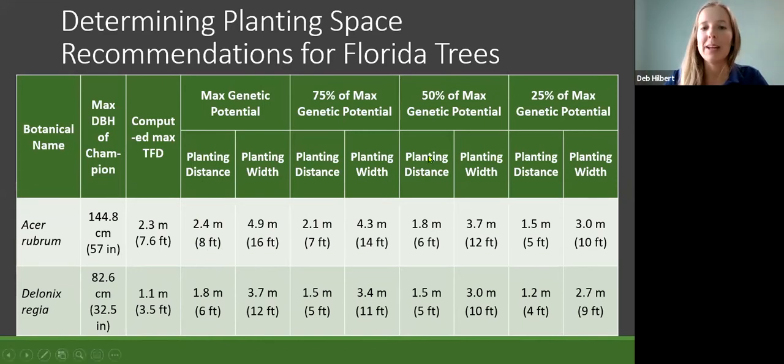Maybe it won't. So maybe it's more likely it's going to get to be like 70% of that size or only 50% of the size. So we went ahead and gave you some other options. And this is kind of to help practitioners think through like, okay, well, we don't normally see red maples get to be this large, but we do get to see them being maybe like 75% of that size. So then you get slightly different recommendations for these other options. I prefer just to look at the maximum genetic potential just to be on the safe side, but that's not always an option, especially when you're dealing with super densely urbanized areas.